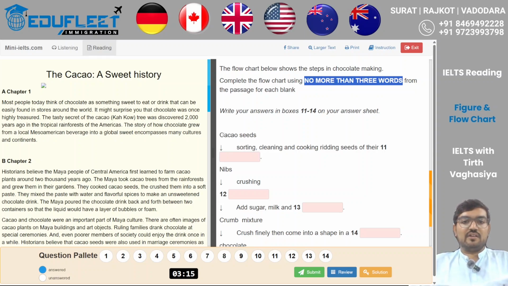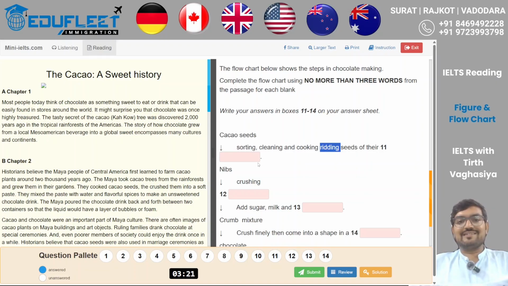Now what is happening? So cacao seeds, they are sorted, cleaned, cooking, riding seeds of their something. There is a full stop. Okay, so let's see cacao seed. So it is about the processing.